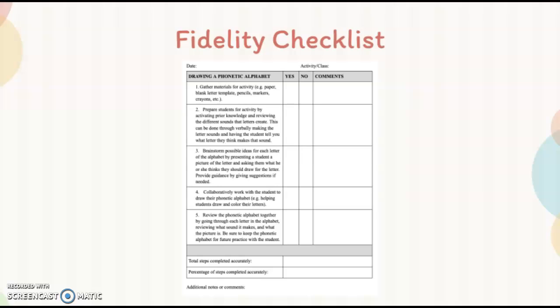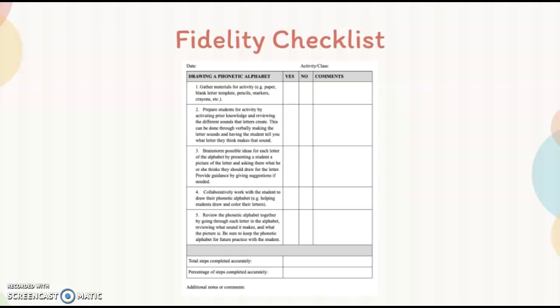The second step is to prepare the students for the activities by activating prior knowledge and reviewing different sounds that the letters create. This is done by verbally making the letter sounds and having the student tell you what letter they think makes that sound. The third step is to brainstorm possible ideas for each letter by presenting the student with a picture of the letter and asking them if they know what animal they want to draw for that letter or if they have any ideas of sounds that animals make that can be drawn for that letter.